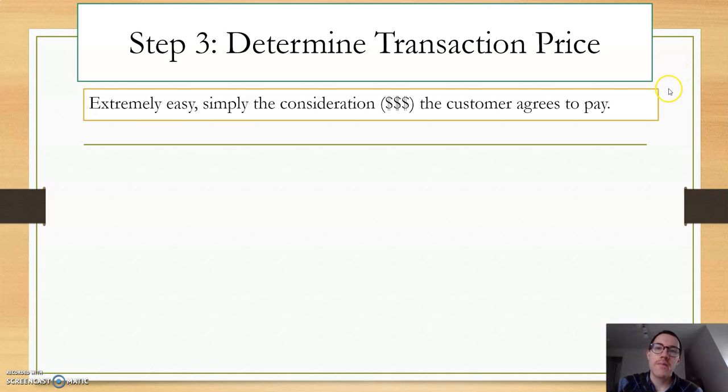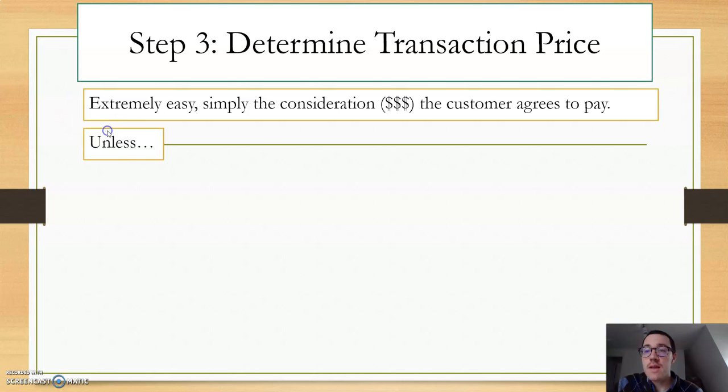Hi, in this video we'll talk about step 3 of the revenue recognition process, determining transaction price. So it's extremely easy, right? It's the amount of money they gave to you. And the FASB refers to this as the amount of consideration the customer agrees to pay. Well, they say that word instead of saying money because in some cases the customers could give a non-cash asset, right? But it's almost always money.